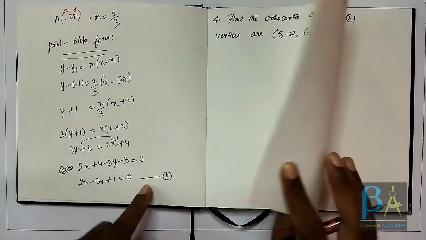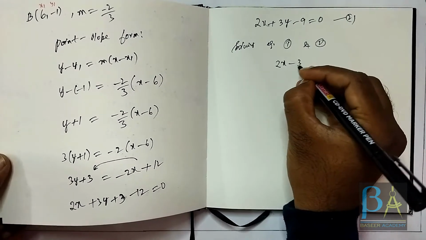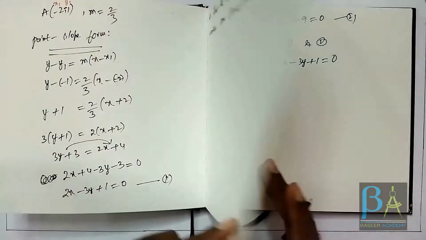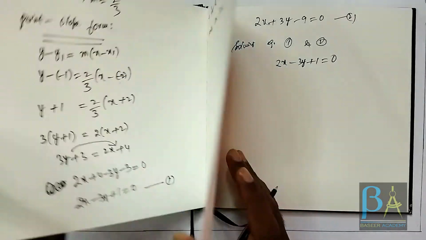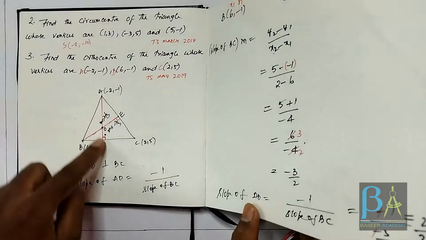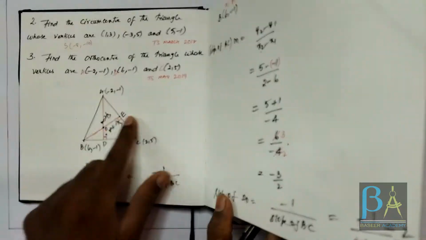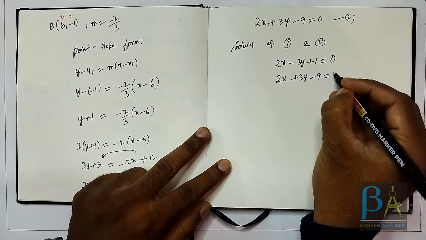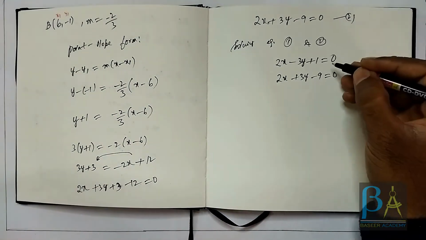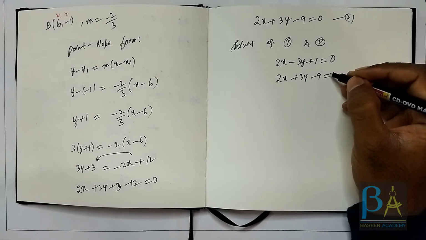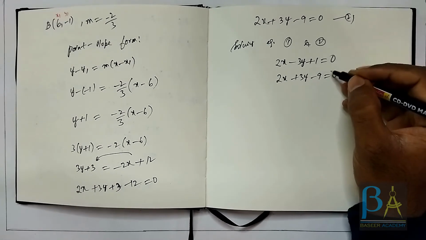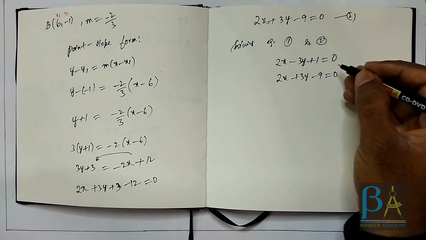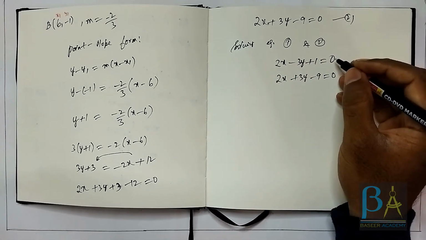2x minus 3y plus 1 is equal to 0. That's our first equation, which is the equation of AD. And then the equation of BE is 2x plus 3y minus 9 is equal to 0. We can solve these two equations by using the substitution method or the elimination method or the cross multiplication method. In intermediate, however, we mostly make use of the cross multiplication method.